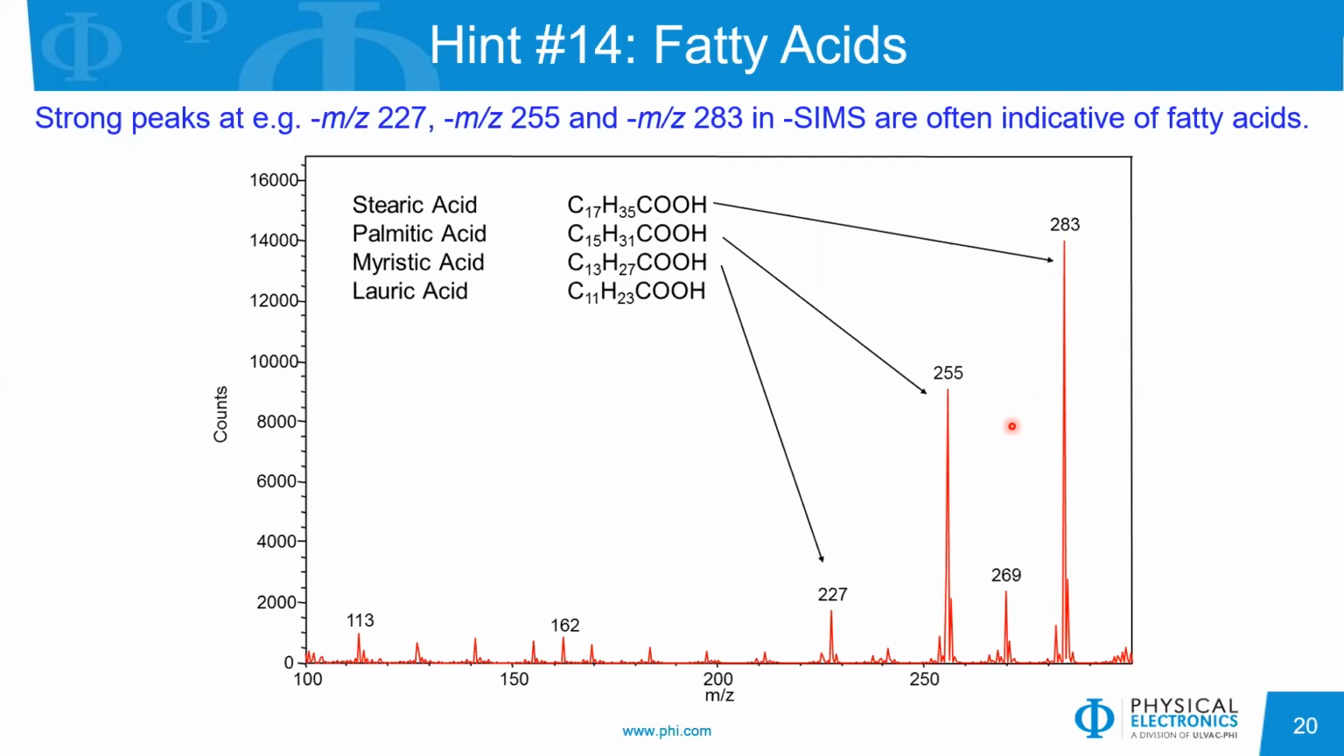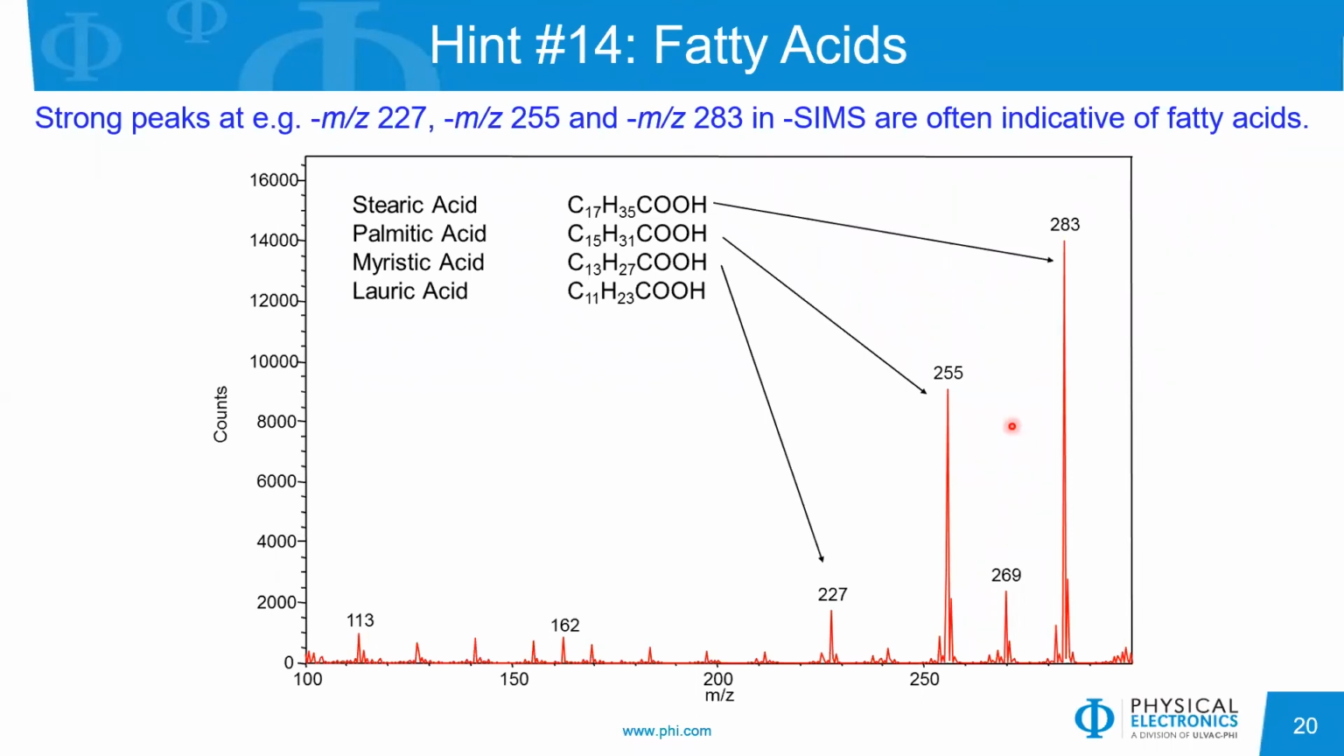And I can tell you that the most common source of fatty acids on your sample surface is somebody handling your sample with their fingers. You have a lot of oils on your skin, and that is quite easily and readily transferred over to your sample surface and will actually make it very difficult to see the chemistry of interest if that's happened.